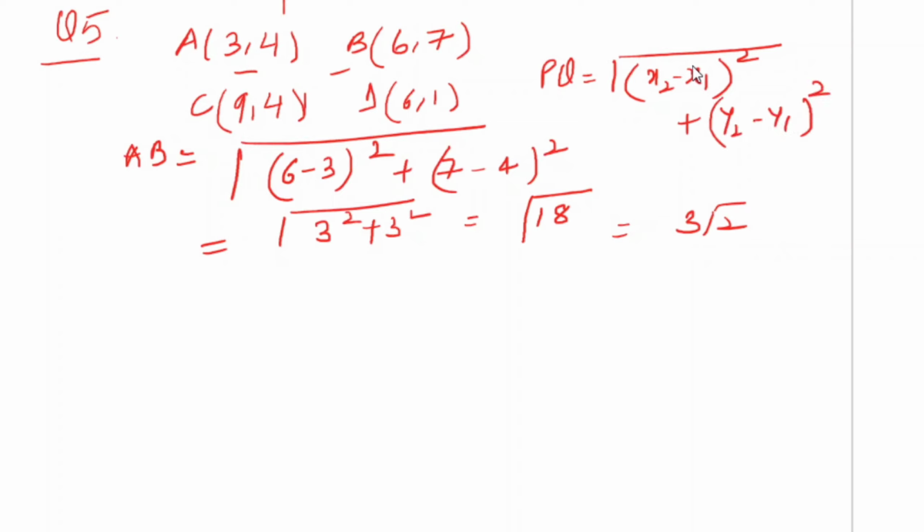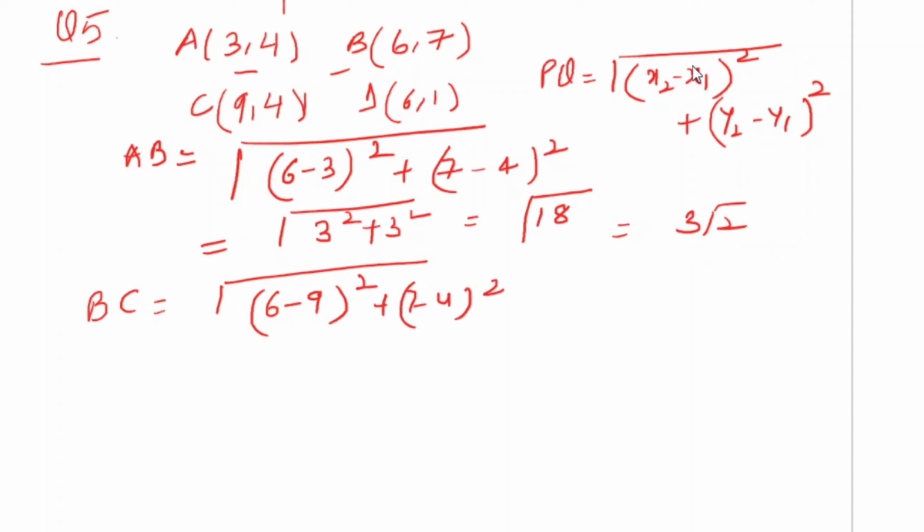Clear? Now AB you have found, you will find BC, then CD, then AD. So BC is also one of the sides. BC is the square root of (6 minus 9) whole square plus (7 minus 4) whole square. Correct? So this becomes root 9 plus 9, that is root 18, and 3 root 2. This way you will find the other two sides also.